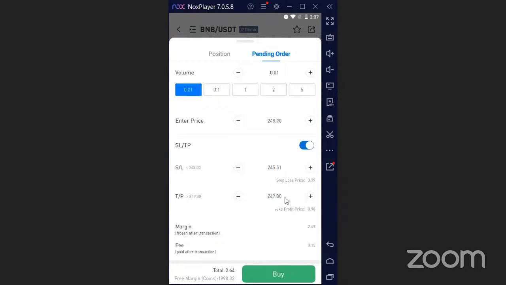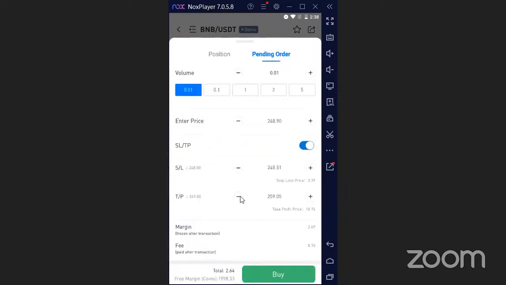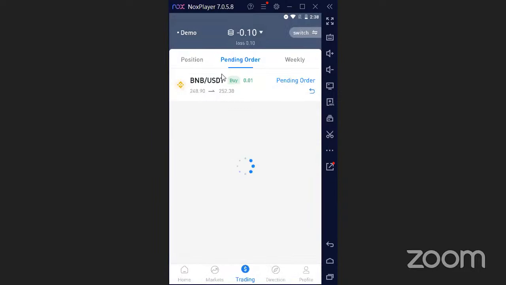Then our take profit is 259.05. So if I click on buy, you see it says pending order valid successfully. So I can click on check order. Then it's going to take me to my order. So here you see it says pending order. So my order is pending. When it gets to that price, it's going to start buying.